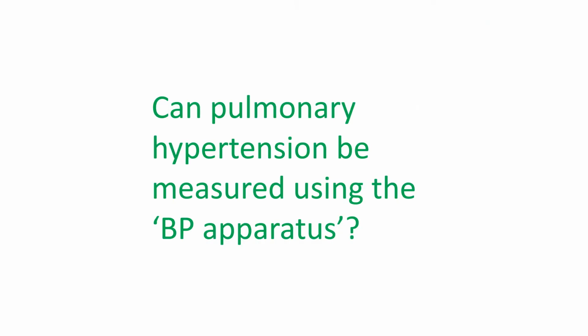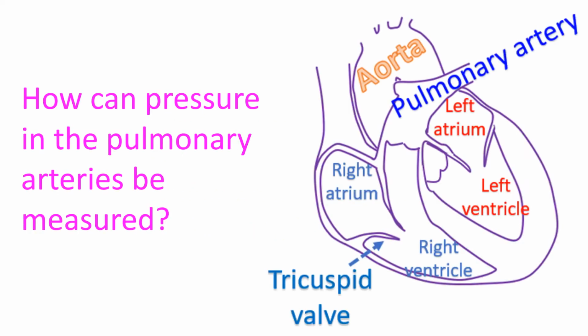Can pulmonary hypertension be measured using the BP apparatus? No, pulmonary hypertension cannot be measured using the usual blood pressure measuring instrument, BP apparatus or sphygmomanometer. How can pressure in the pulmonary arteries be measured?